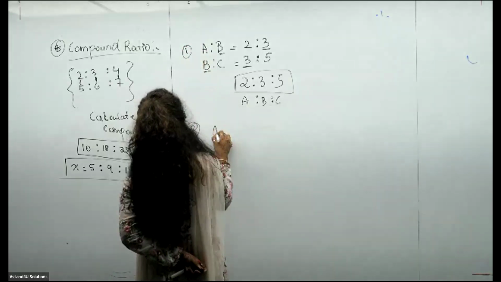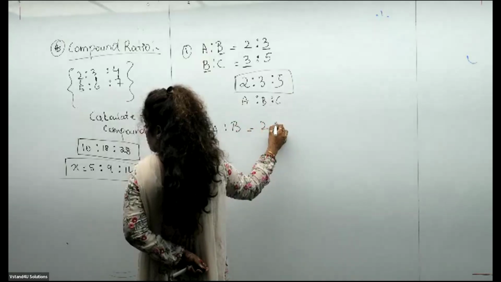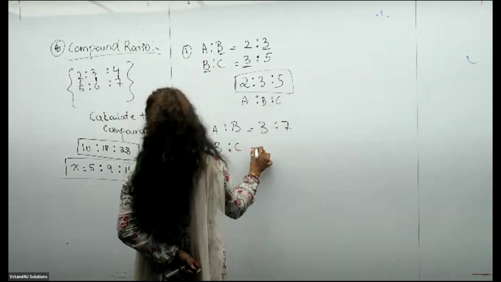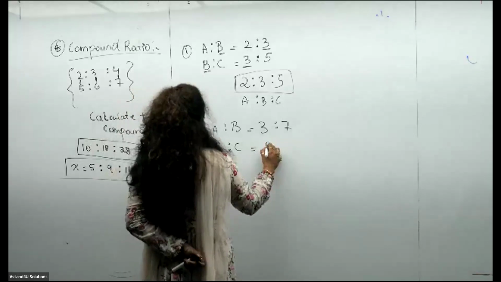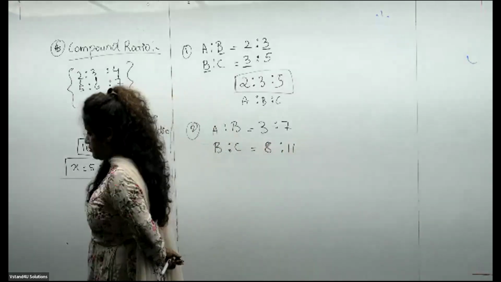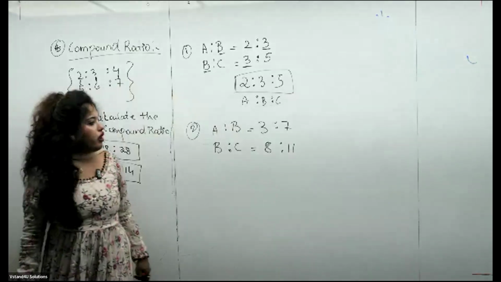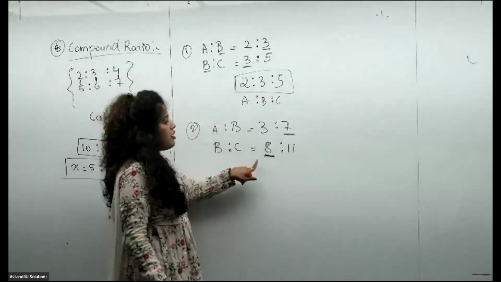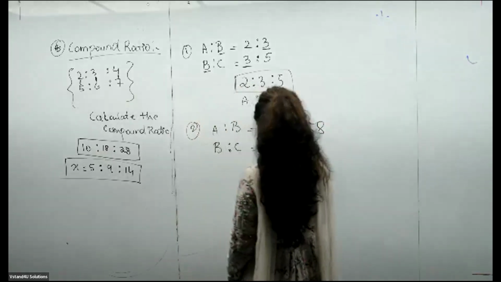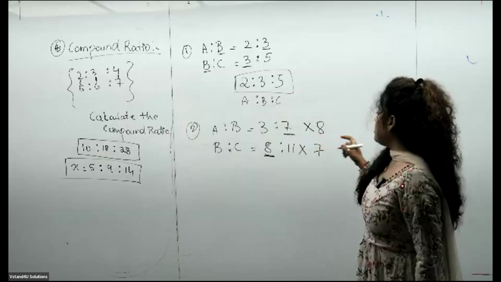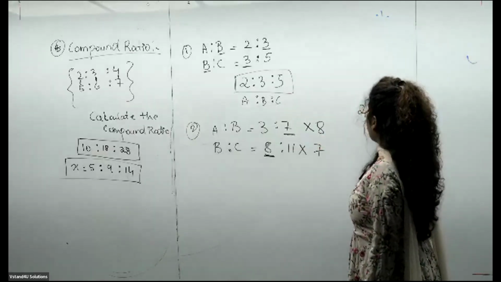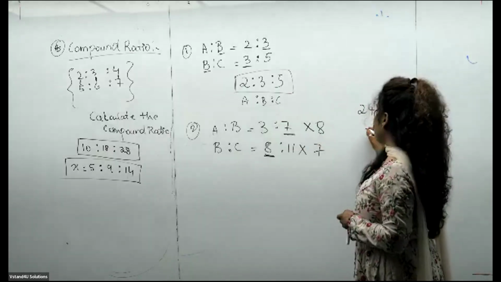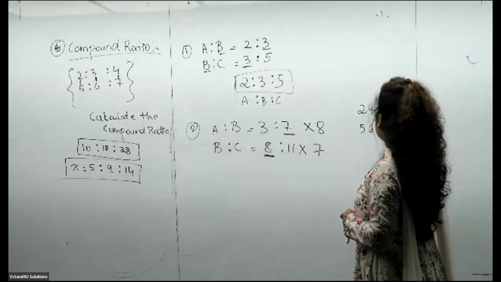Now calculate. This is the first one. Second one: if you have A:B is equal to 3:7, and B:C is equal to 8:11, how will you calculate? Just take down the B values. Multiply the first one with 8 and multiply the next one with 7. What is 3 8s? 24. 7 8s? 56. Next one, 8 7s are 56. 11 7s are 77.